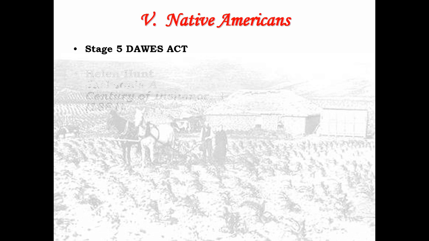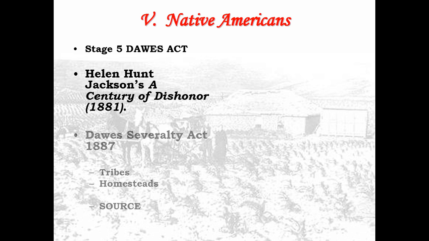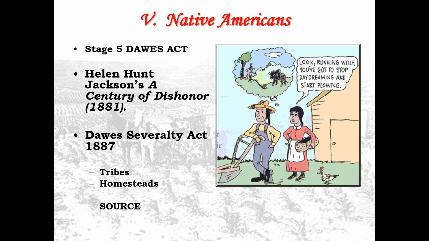Stage 5 comes in the 1880s. There's a book in 1881 written by a woman called Helen Hunt Jackson. It's called A Century of Dishonor. And the book, as its title implies, deals with about 100 years of history from the end of the Revolutionary War to the 1880s. And her thesis is that the federal government has treated Native Americans deplorably and has lied, cheated, and stolen from Native Americans.